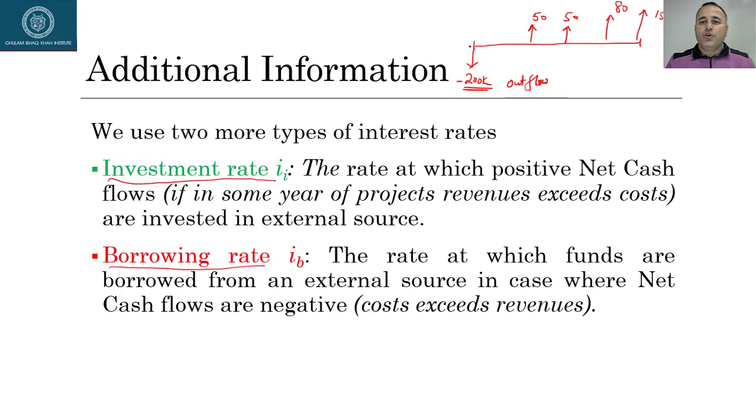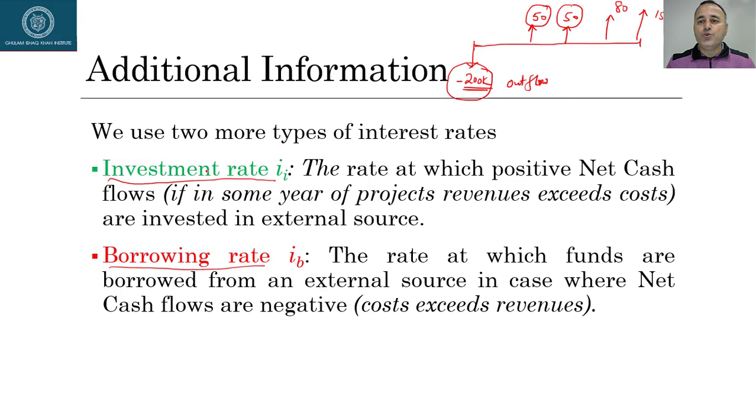Whenever we have a cash flow diagram with some cash outflows and cash inflows, we can differentiate between the two types of cash flows. For example, this negative 200K means that I have to borrow this money in order to finance this project. The cash inflows mean that this money is coming into my pocket, so once it comes in, I have the opportunity to invest this money.